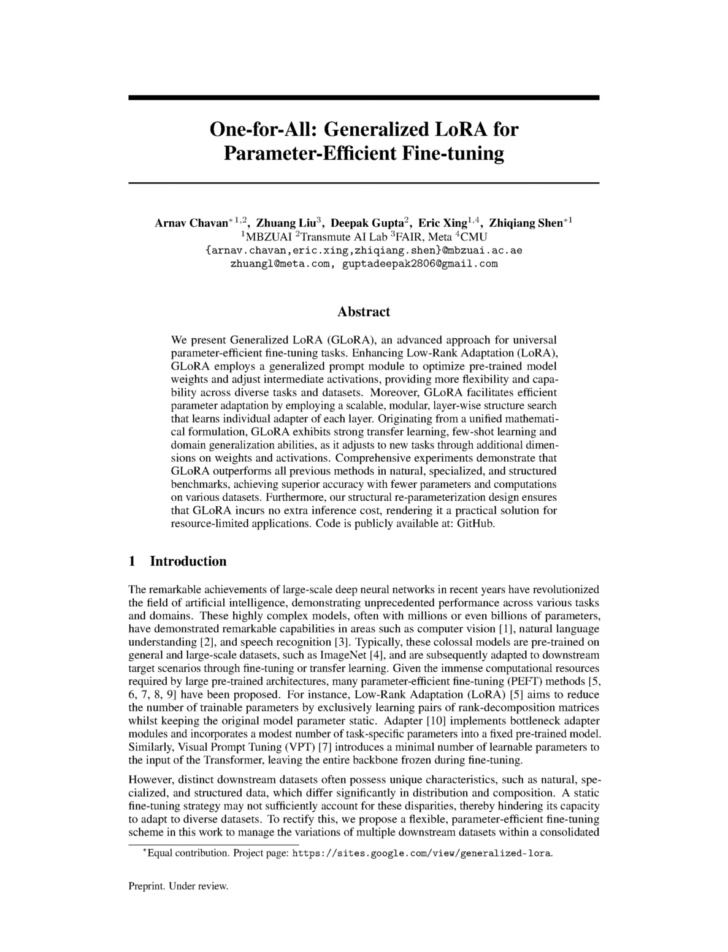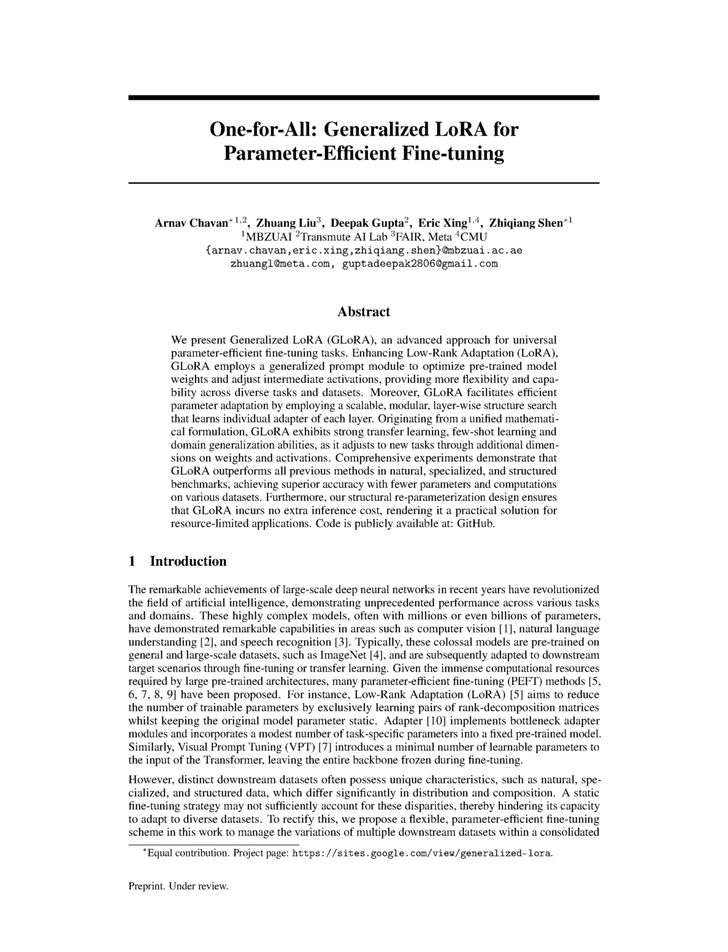However, different downstream datasets often come with unique attributes. This can include natural, specialized, or structured data, which greatly vary in their distribution and composition. A one-size-fits-all fine-tuning strategy may not account for these differences, limiting its ability to adapt to diverse datasets. To address this issue, we propose a flexible and efficient fine-tuning scheme that can handle the variability of multiple downstream datasets within one unified formulation.